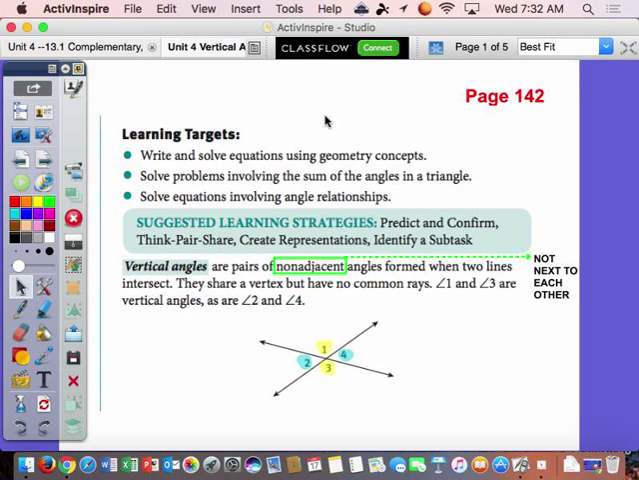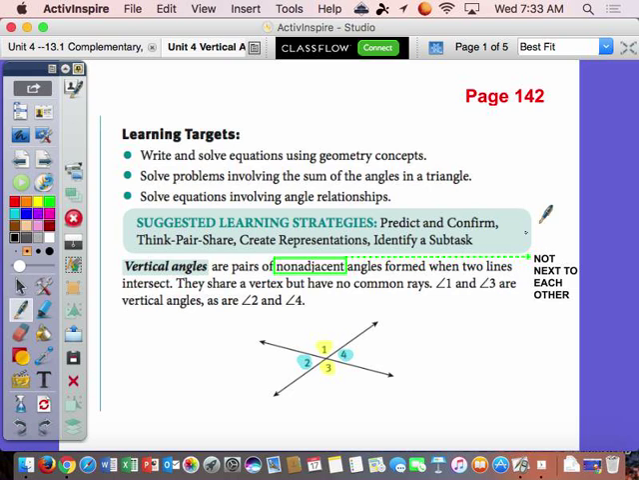All right, so what we need to look at is in your book on page 142. In your book on page 142, we're going to talk about writing and solving equations. We talked about the other day, this is not going anywhere. Solving problems involving sum of angles in a triangle.